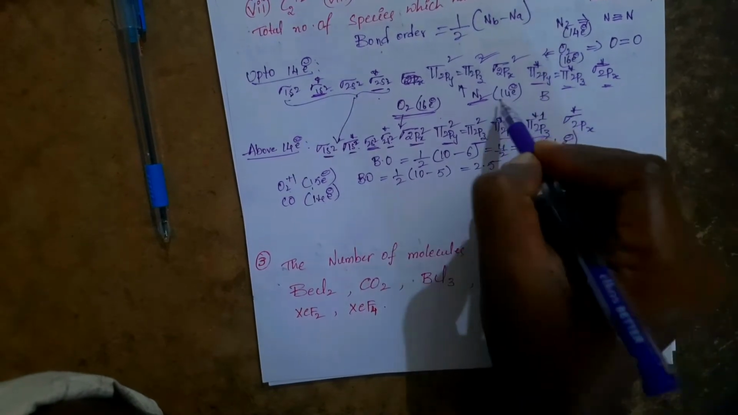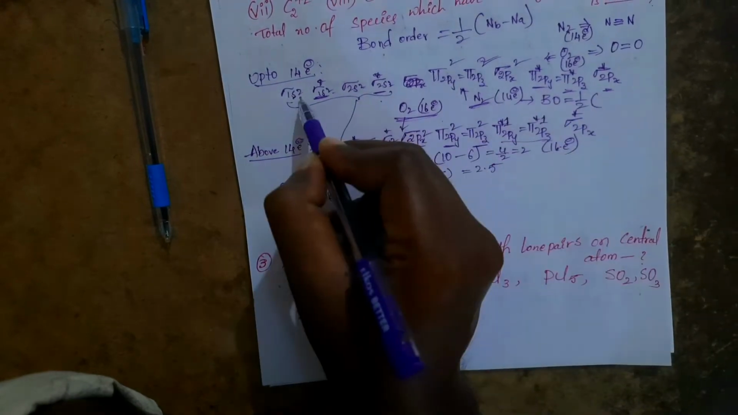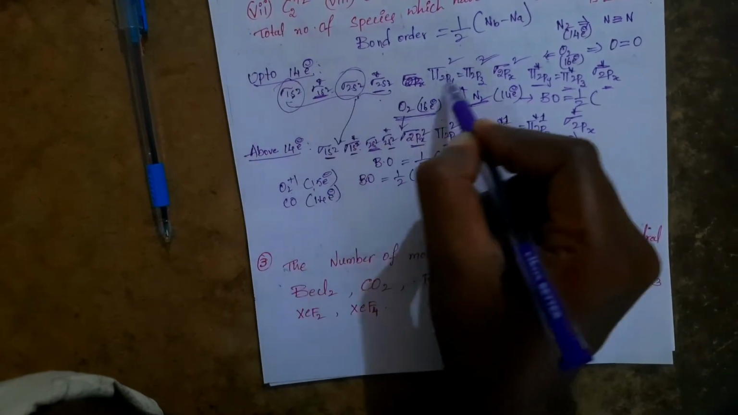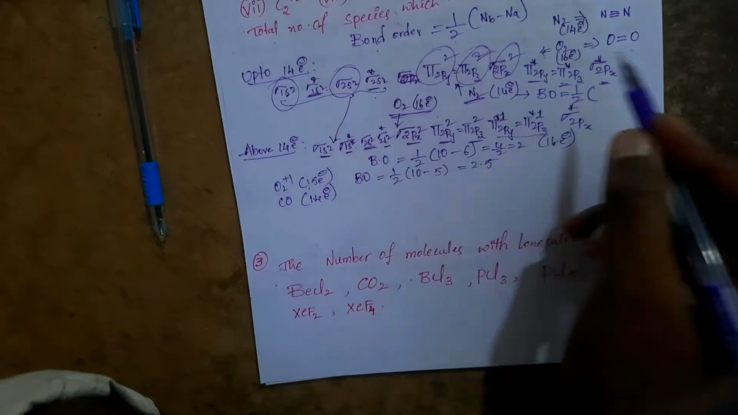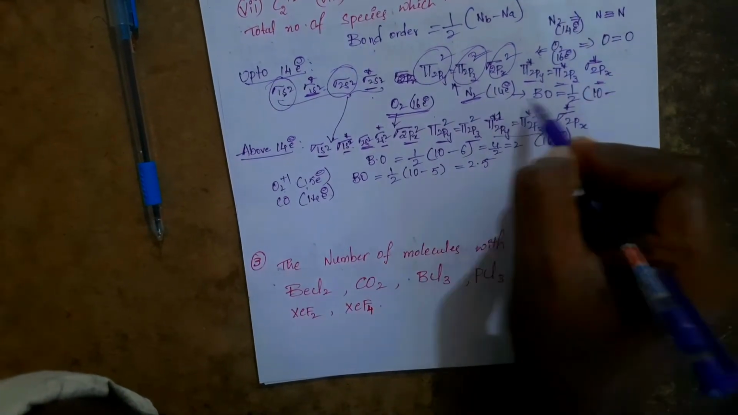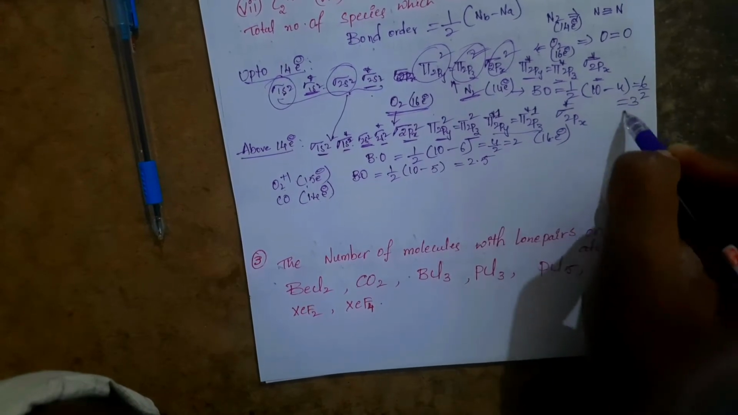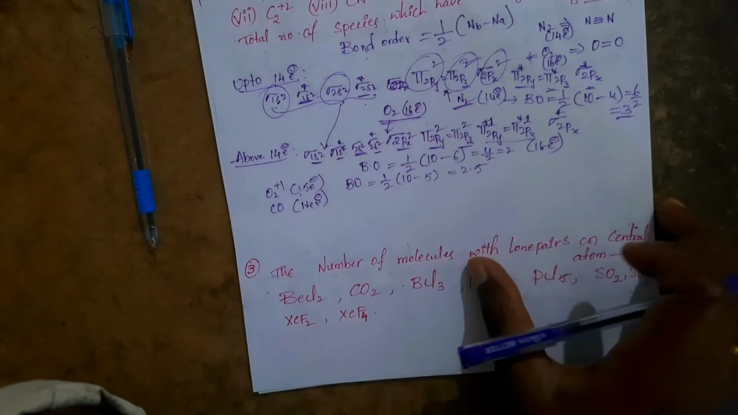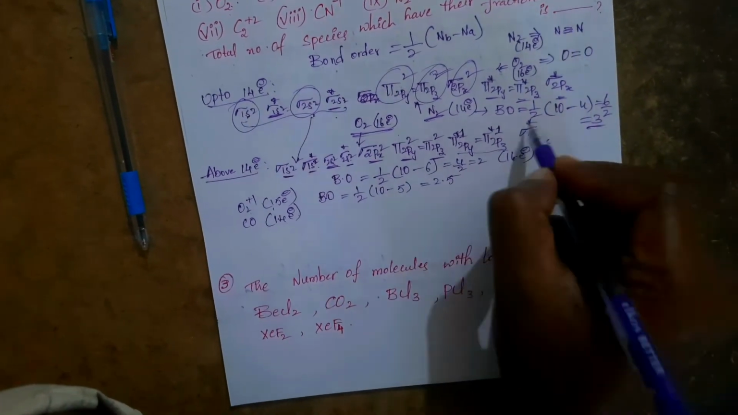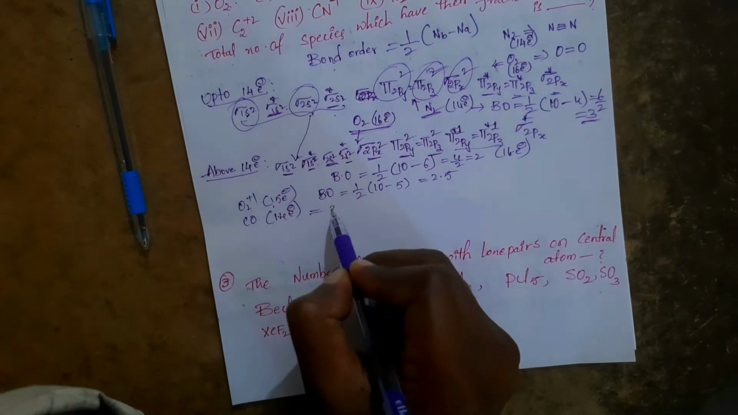Now the bond order in the case of 14 electron molecules will be half into. How many bonding electrons are there? 1, 2, 3, 4, 5. 5 orbitals with bonding electrons. That is 10 electrons, minus the remaining, which will be 4. That is 10 minus 4 is 6 by 2. That is 3 here. So the bond order is 3 between the 2 nitrogens. 14 electron means the bond order is also 3 here.